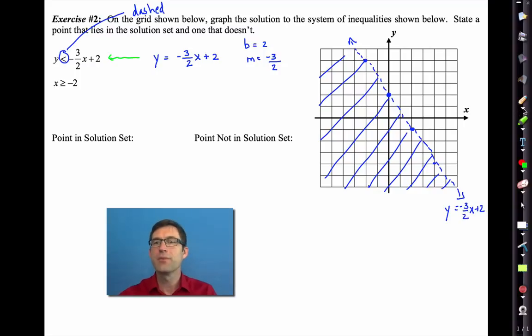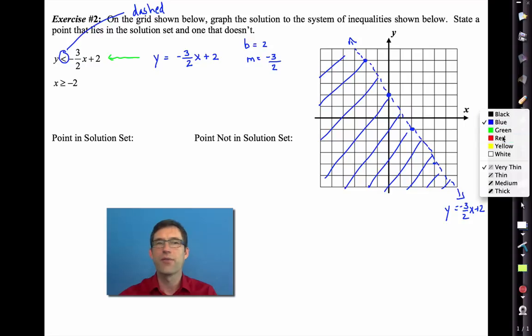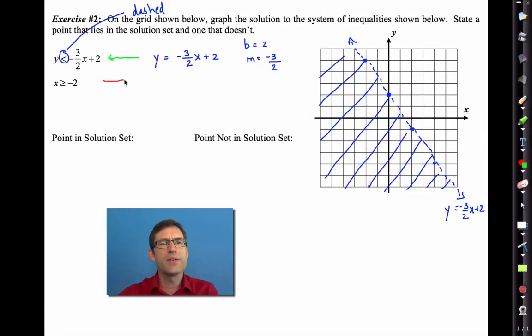All right, let me change colors. Let me go to red now for the next one. Now, what do we do with this guy? Well, the line it's based on is x equals negative 2. But that is a vertical line. It's the line that has all x coordinates of negative 2. So, for instance, that point's got an x coordinate of negative 2, and that point, and that point, and that point. It's all points that have x coordinates of negative 2.